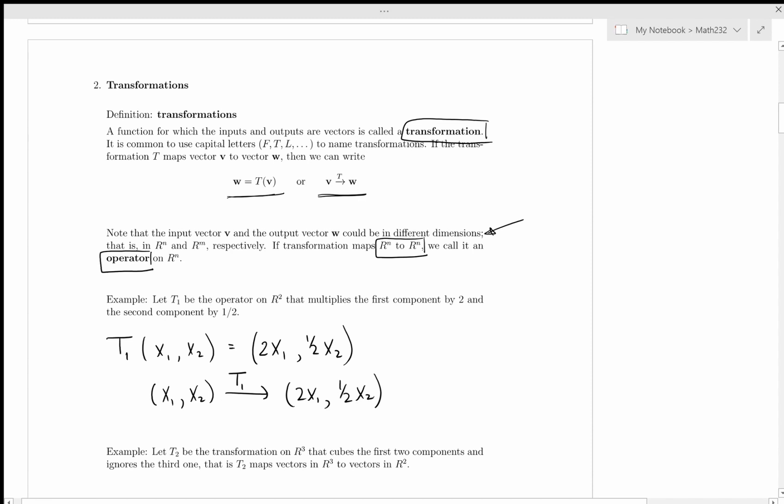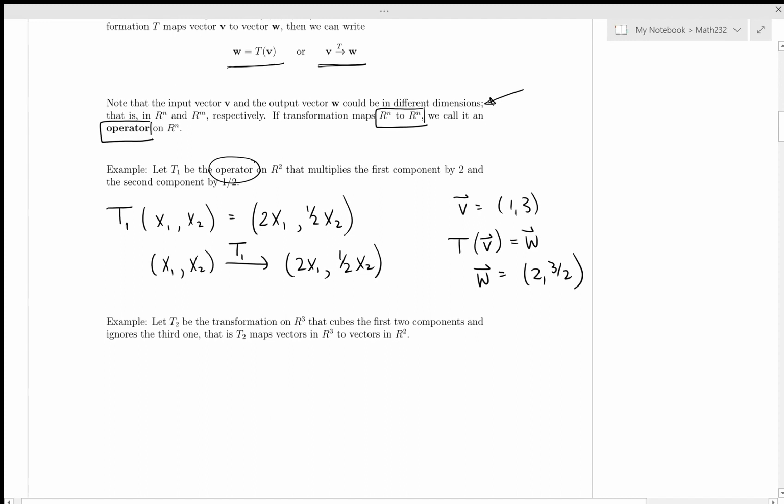Okay. If we set up two vectors, for example, if we set up the vector v being (1, 3), then we could say T of v is equal to w. And in this case, w would be 2 times the first component and 1/2 times the second component. It's an operator. The dimensions are the same. It's also a transformation.